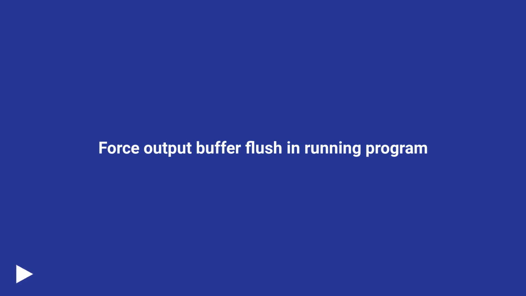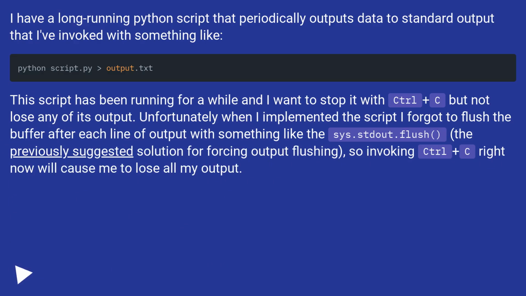Force output buffer flush in running program. I have a long-running Python script that periodically outputs data to standard output that I've invoked with something like.